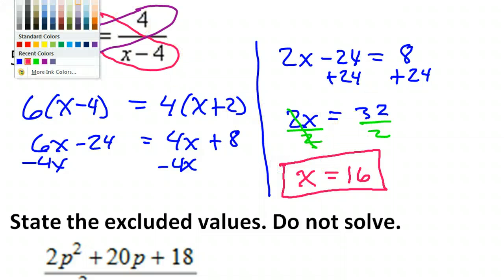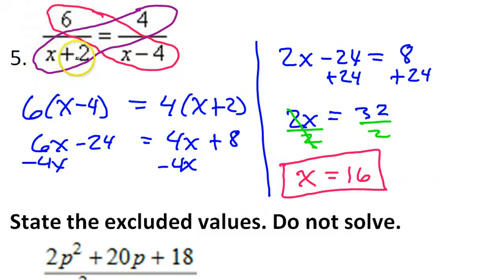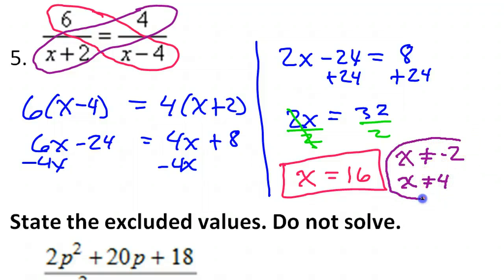As long as it's not one of my excluded values. Looking at these denominators, the excluded values are x cannot equal negative 2, because negative 2 plus 2 would make 0, and that's no good. And because of this one, x cannot equal positive 4, because 4 minus 4 again would make 0. So that's it. This is the answer to number 5.